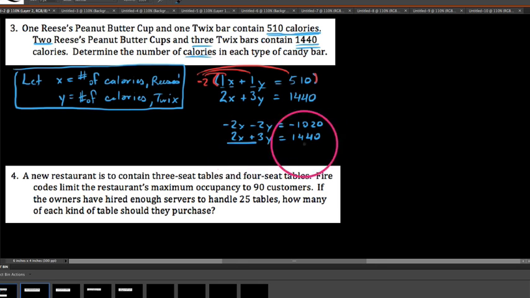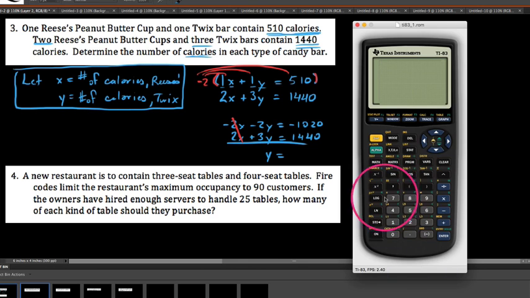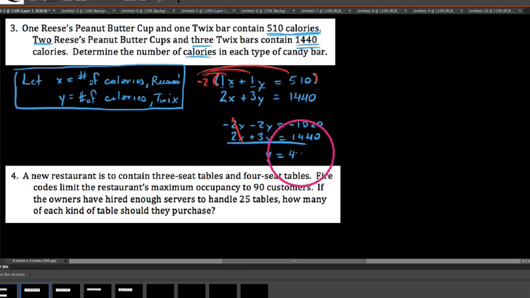As we rewrite this and cancel out our 2x's, we see that we get a single y left over. Let me grab my calculator here. This would be 1440 minus 1020, which gives us the same thing. Adding these together, we get 420. So 420 is our y variable here.